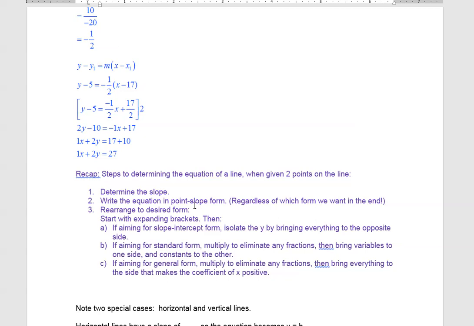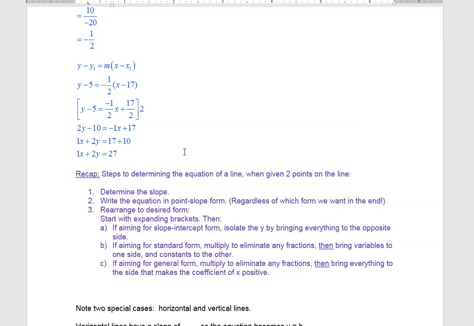We rearrange then is our final step, but that rearranging depends on which form we want to end up with. Every single time though, we started with expanding the brackets, and then our A, B, and C here is depending on which we were aiming for. So when we wanted slope-intercept form, we had to isolate the y by bringing everything to the opposite side. If we wanted to aim for the standard form, we multiplied to get rid of any fractions after expanding brackets. Then we brought variables to one side, constants to the other.